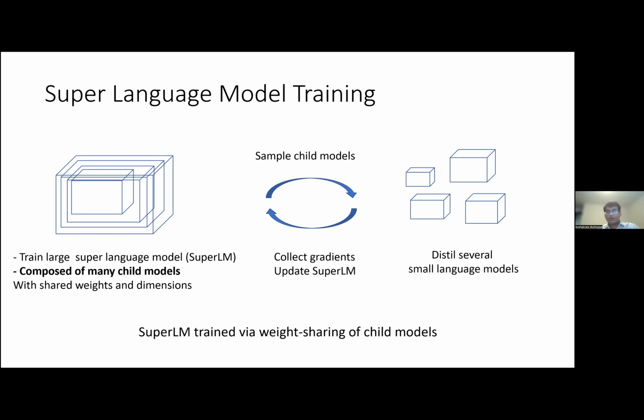Once the super language model is fully trained, any child model that I extract from the super language model is going to be fully trained as well, which means I don't need to really fine tune it. I could just apply the child model to any downstream task and evaluate the performance on the fly, which gives this technique a particular advantage, which we will shortly see.